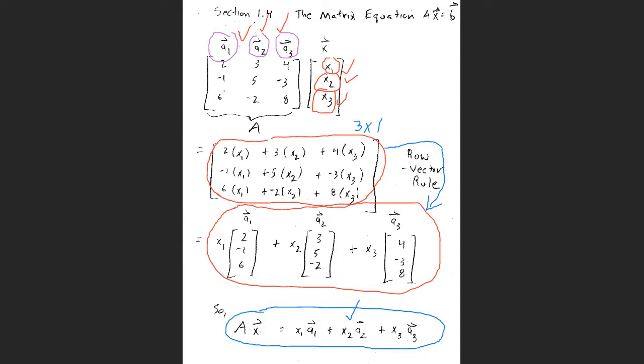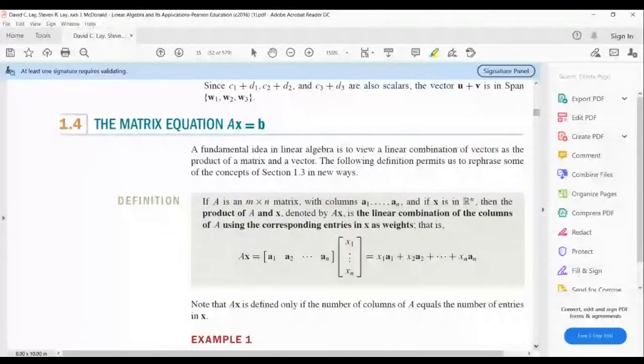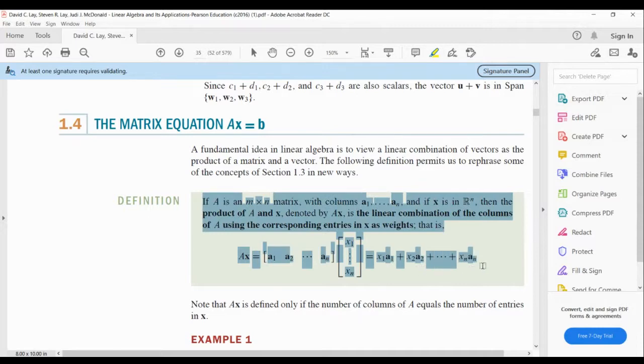All right, well, so now I'll go to the book. Okay, and now they give this definition here. But in my view, it's not really a definition. It's just based on matrix multiplication. Now this whole definition should make sense to us.